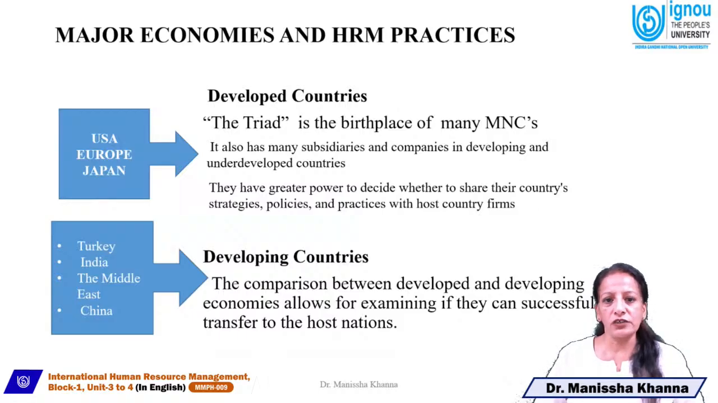Developed countries are the triad, which consists of the USA, Europe, and Japan. It also has many subsidiaries and companies in developing and underdeveloped countries. This triad is the birthplace of many multinational corporations. They have greater power to decide whether to share their country strategies, policies, and practices with host country firms.